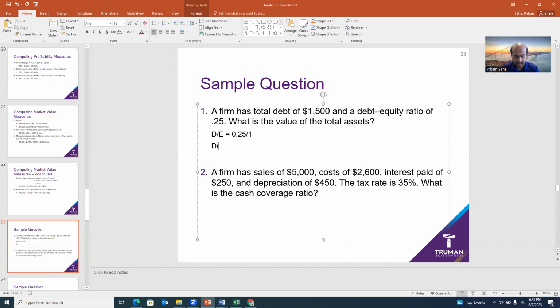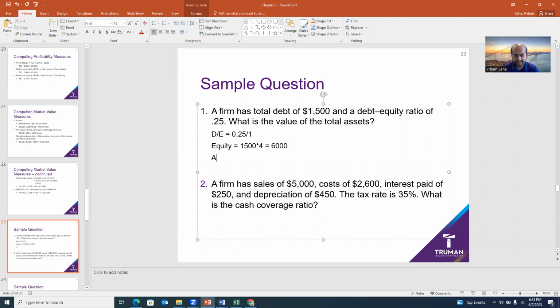Now, debt value is given as 1,500, times 4. So that is basically your equity, 6,000. Make sense? We know that assets equal debt plus equity. So the total asset is 7,500.